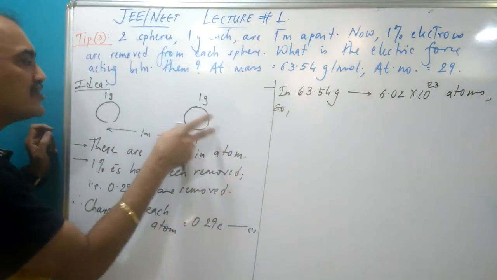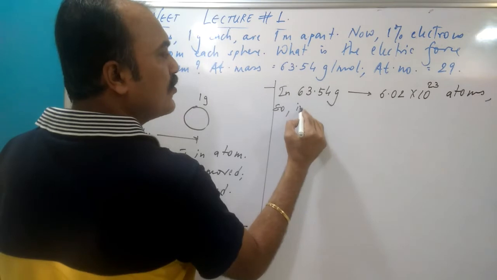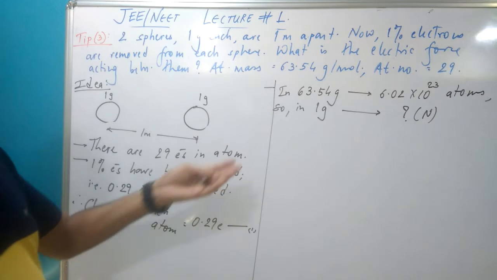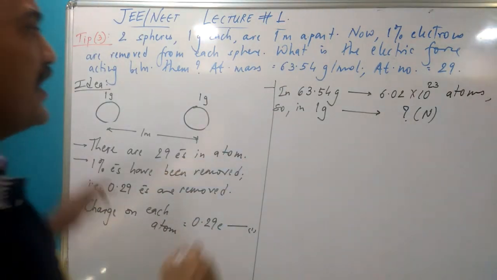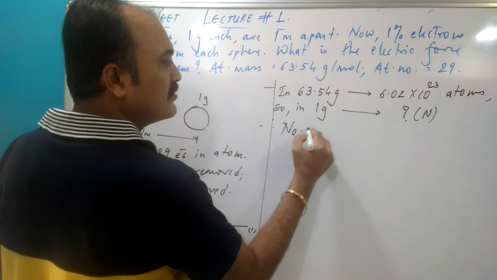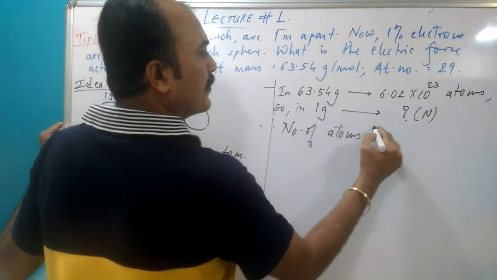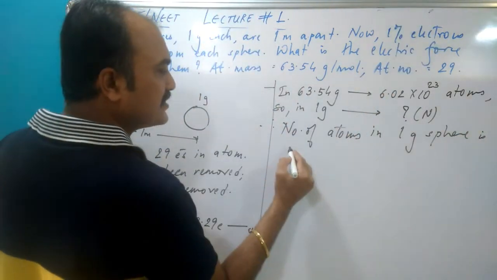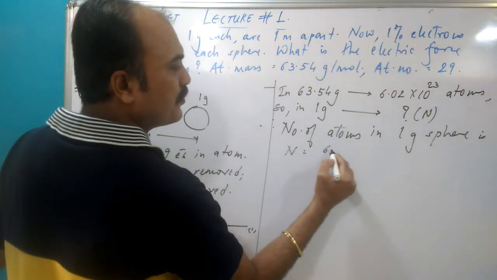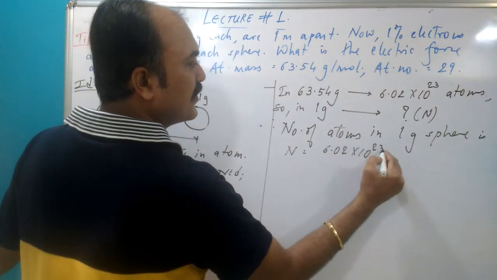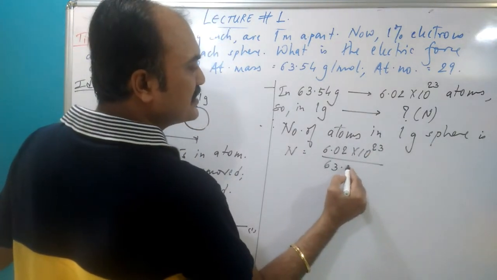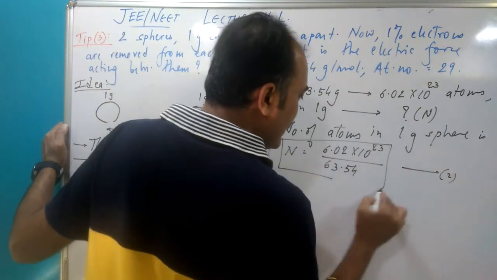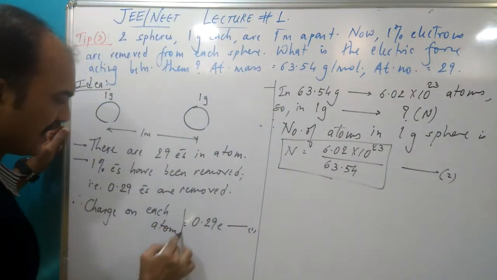So, what is the mass of a sphere? 1 gram. So, in a 1 gram sphere, how many atoms are there? A simple case of standard 7 cross multiplication. So, the number of atoms in a 1 gram sphere, cross multiply this and enjoy your life. This is 6.02 into 10 raised to 23 divided by 63.54. These are two very important pieces of data that we have here.